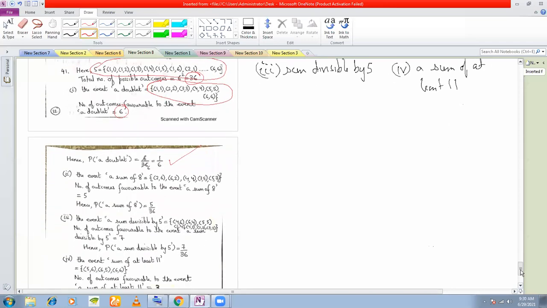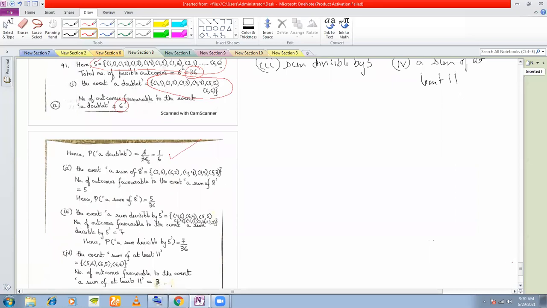Next question is a sum of 8. Now you got to see in the sample space how you will get a sum of 8. You can get a 2 on the first dice and 6 on the second dice, or a 6 on the first dice and 2 on the second dice. You can get 4 on the first dice and 4 on the second dice, right? And this can be only one event, because 4,4 can be written only once. Or you can get 3 on the first dice and 5 on the next dice, and you can get a 5 and 3. How many events? There are 5 events. So you get 5 by 36.